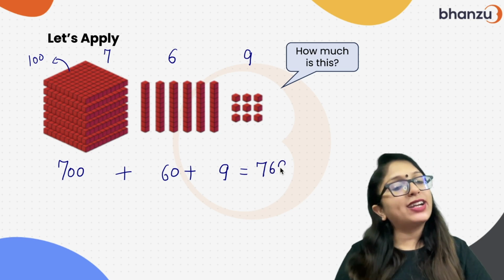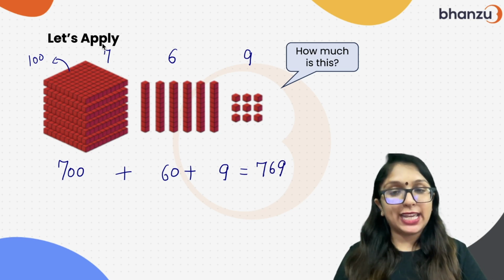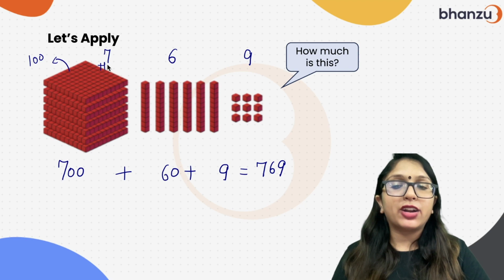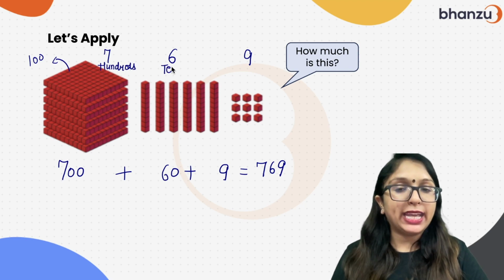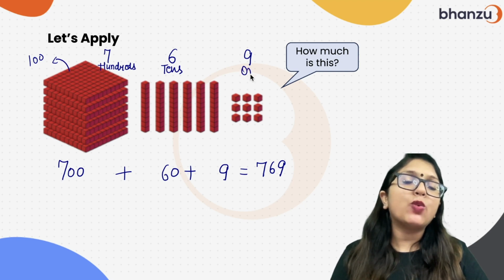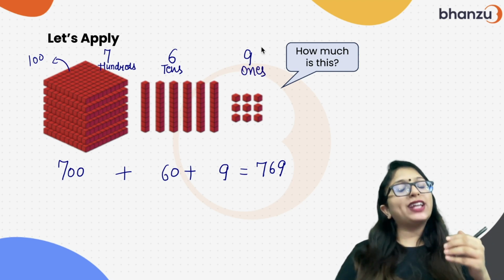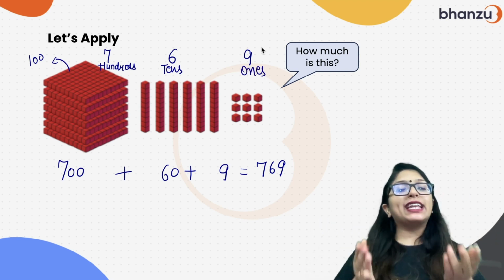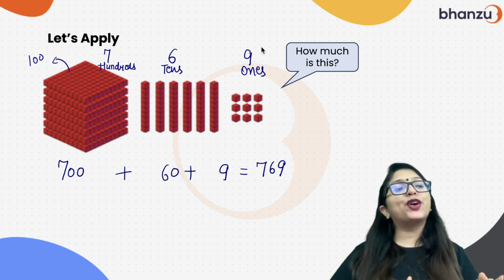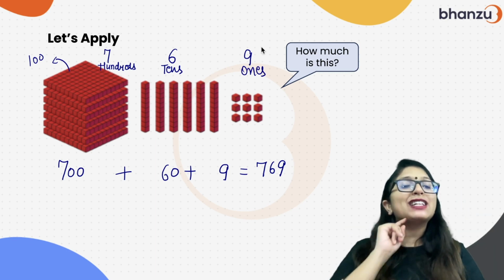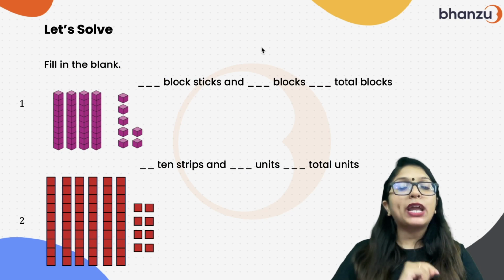So 700 plus 60 plus 9 is easy again. That is 769. So we can say that 7 is in the hundreds place, right? And 6 is for the tens place and 9 is for the ones place. And with the help of this, we can easily count the number of total blocks. Let's go to the next question and practice one more.